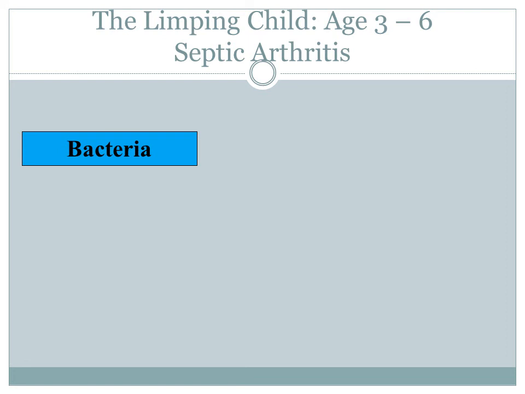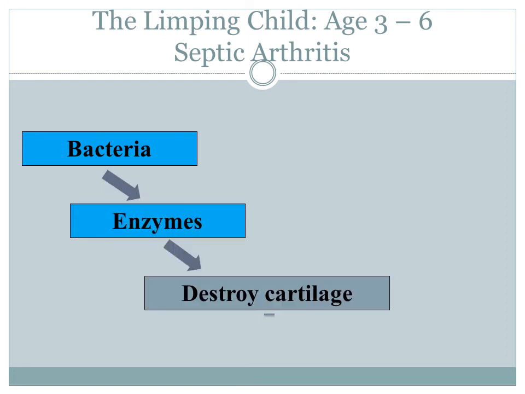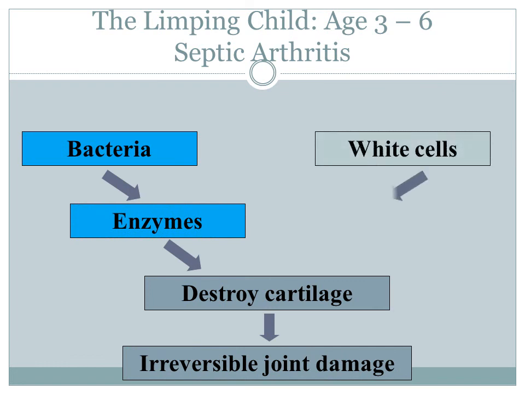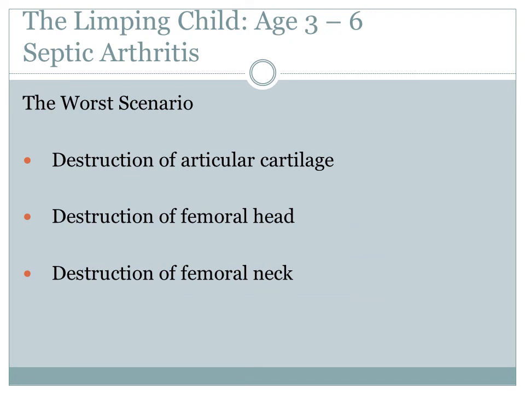In septic arthritis, the destruction of the joint surface will come from both the bacteria itself and the defensive mechanism. Both will release enzymes leading to destruction of the articular cartilage, and there will be irreversible joint damage in a very short period. So the worst case scenario in septic arthritis is destruction of the articular cartilage, destruction of the femoral head, and sometimes destruction and absorption of the femoral neck with a totally deformed joint.